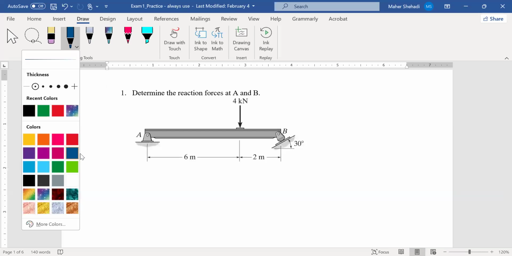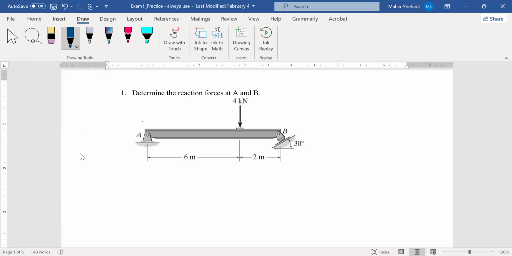What color should I pick? Let's try this one. So find the reaction forces at A and B. That's coming from the equilibrium chapter. So we have this support and this support. This one, as you can see, is a pin, whereas this one is a smooth surface. So this would provide me with two reaction forces.